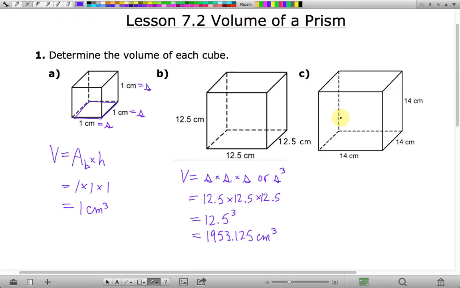So just going to the last one here. To find its volume, we're going to do s cubed, so we're going to do 14 cubed, 14 times 14 times 14, and if you do that on a calculator, you'll find it's 2,744 cubic centimeters.